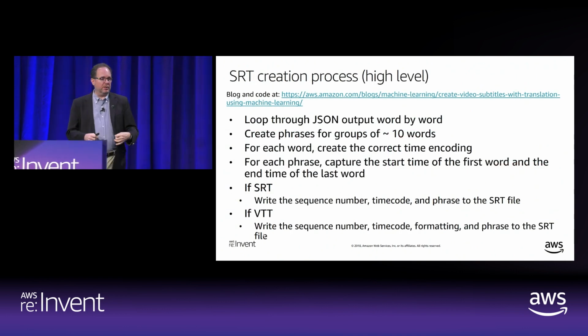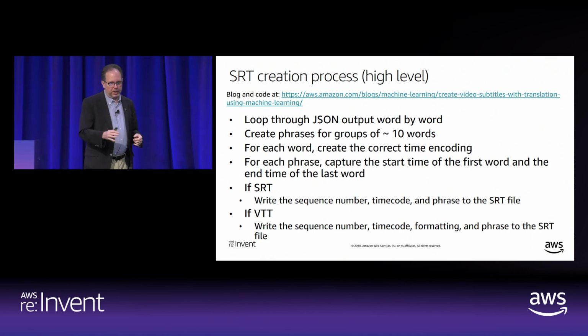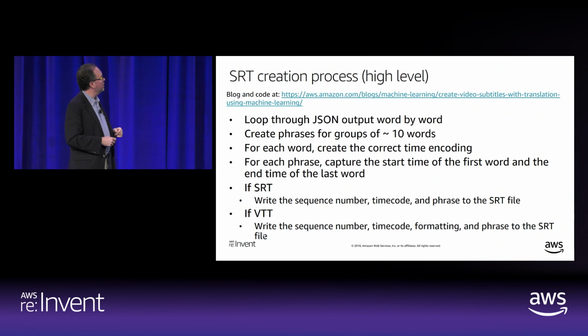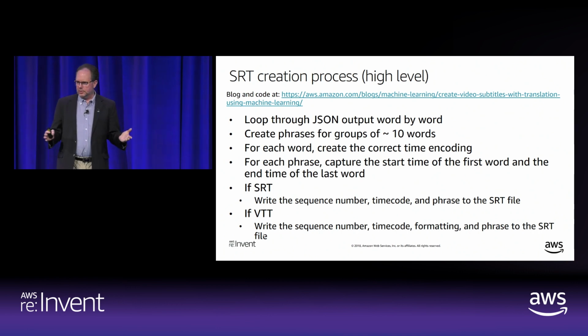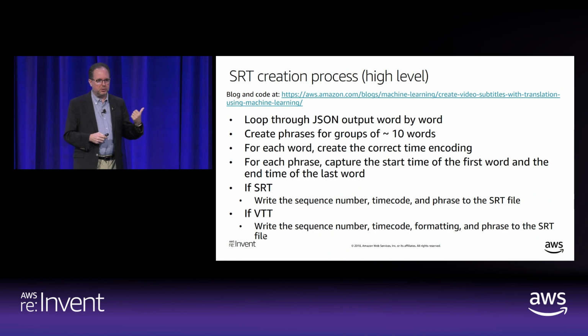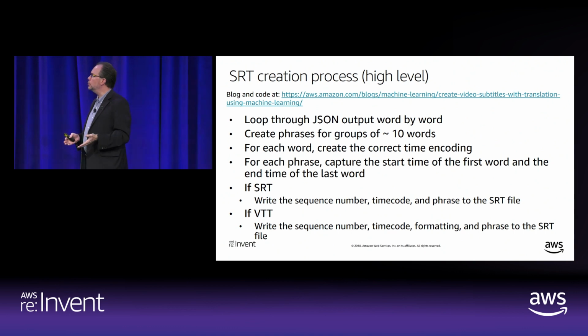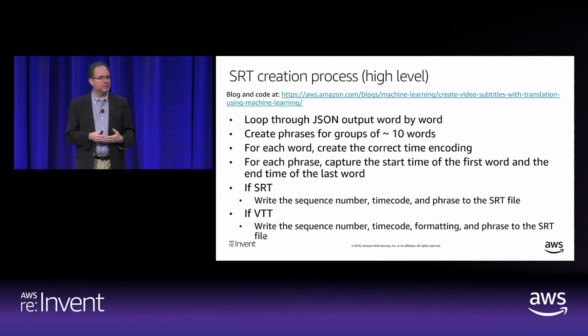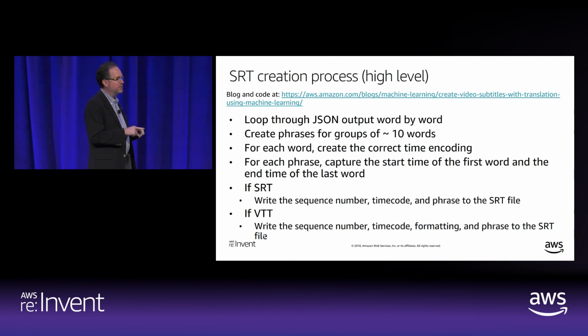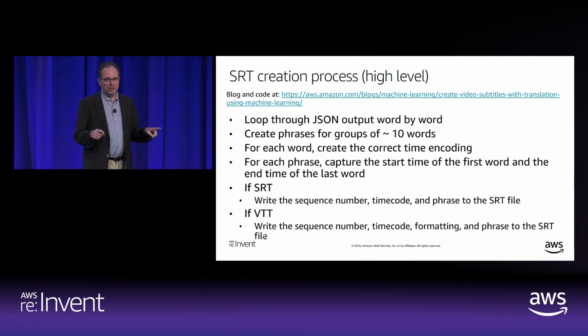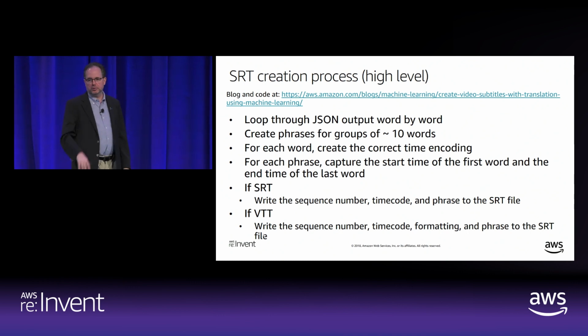All right, so the process here in more depth is, and again, this is the blog that I wrote, and I think the session notes here will be available online, so if you don't catch the URL, you can always get it afterward. But basically, you need to loop through the JSON output word by word. And then what you need to decide is, how am I going to create phrases that are going to fit on the screen? Because I can't put 10 minutes worth of video on one screen. I guess you could, but it really wouldn't be that awesome, right? So my visual guess was about 10 words or so.